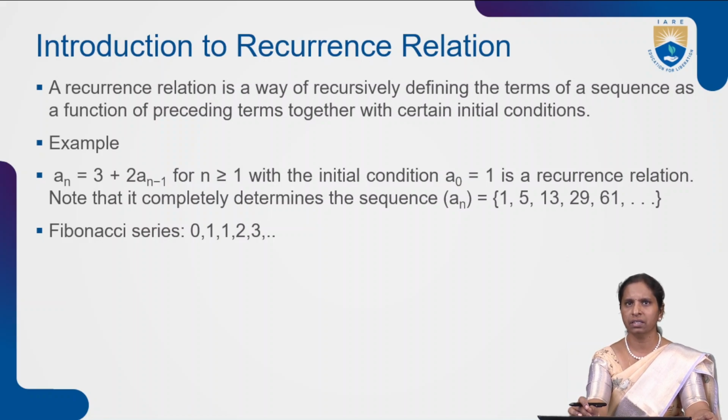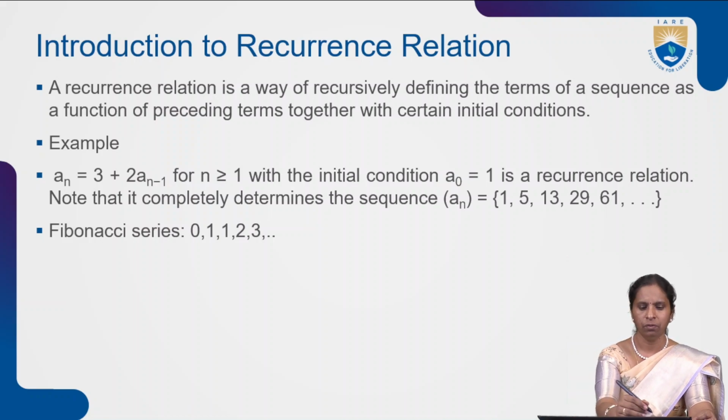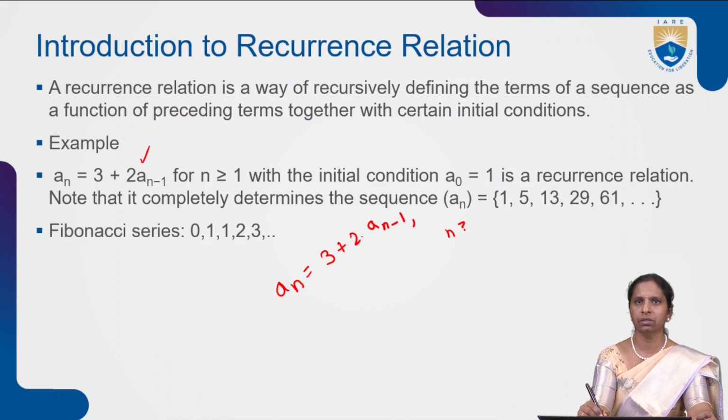And the next module will discuss the recurrence relation. So what is a recurrence relation? A recurrence relation is a way of recursively defining the terms of a sequence as a function of the preceding terms, together with certain initial conditions. What does it mean here? For example, take the recurrence relation a_n equals 3 plus 2 times a_(n minus 1), where n is greater than or equal to 1. The initial condition given is a_0 equals 1.